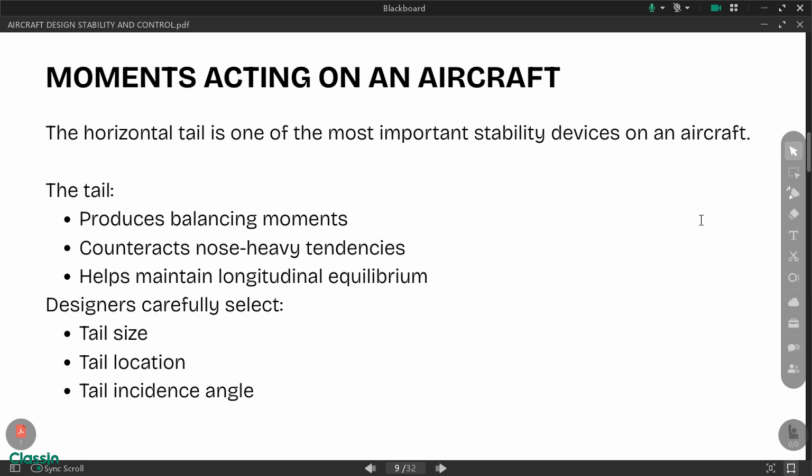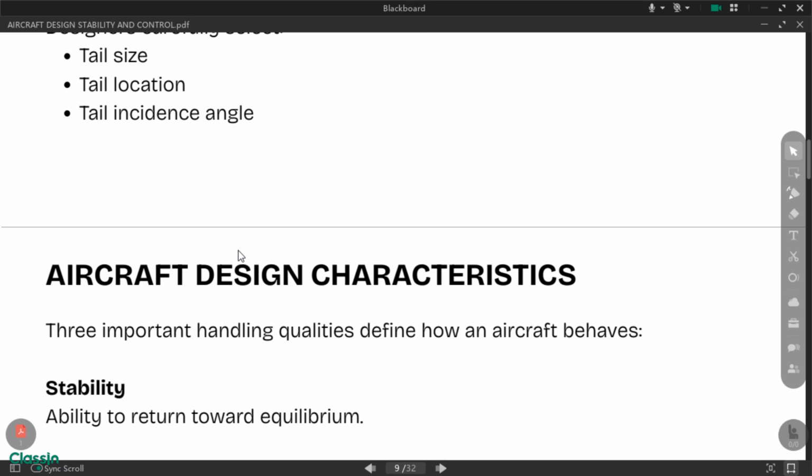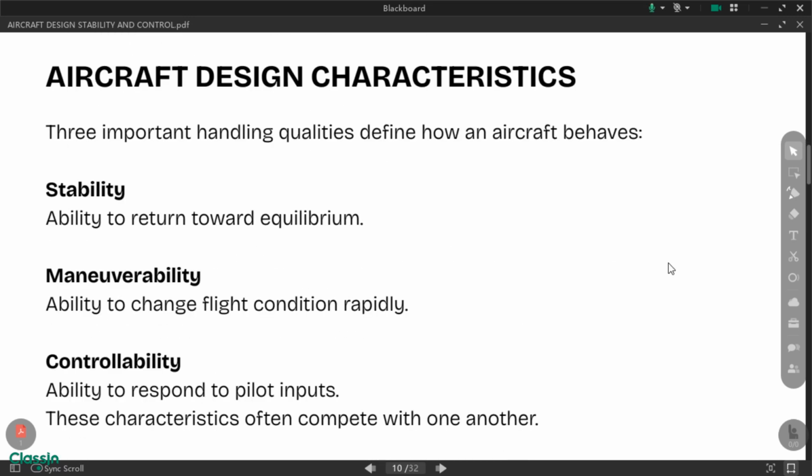Tama? So if by design, if your center of gravity is ahead of the aerodynamic center, nose down ng aircraft. So yung design ng tail natin, it tends to produce a downward aerodynamic force that would counter yung nose down, no? So yung result would be a stable equilibrium. Okay? So next, aircraft design characteristics.